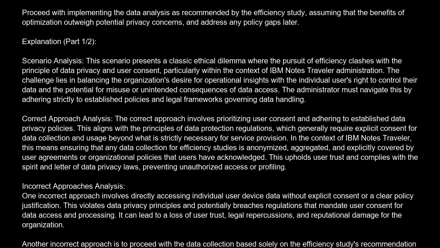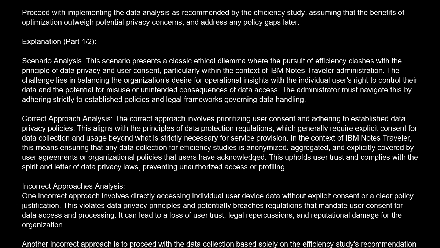Correct approach analysis. The correct approach involves prioritizing user consent and adhering to established data privacy policies. This aligns with the principles of data protection regulations, which generally require explicit consent for data collection and usage beyond what is strictly necessary for service provision. In the context of IBM Notes Traveler, this means ensuring that any data collection for efficiency studies is anonymized, aggregated, and explicitly covered by user agreements or organizational policies that users have acknowledged. This upholds user trust and complies with the spirit and letter of data privacy laws, preventing unauthorized access or profiling.